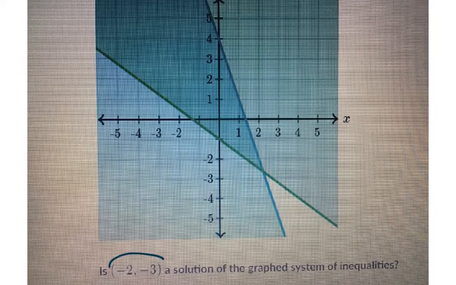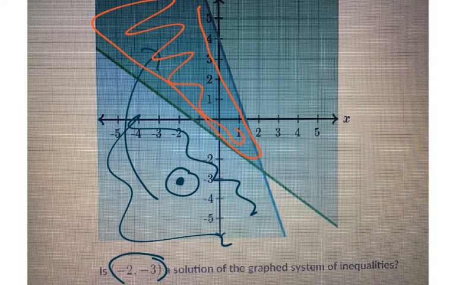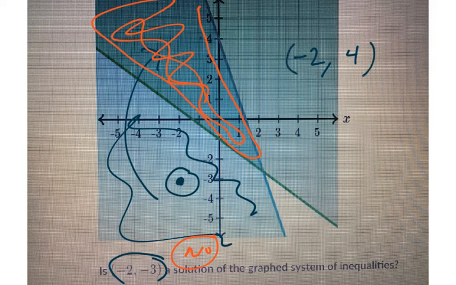That's a graph. This time we're testing negative 2, negative 3. Now, guys, notice I'm in this blue area here, but I'm not in the green area. Bottom line, the point had to be where I'm marking in red. In other words, this one we're going to say no again. But let's say they gave you negative 2, 4 instead. Does everyone agree negative 2, 4 would have been right there? See how that's in the middle of both the green and blue areas? That's where our solution set is, right? So this one would have been a yes.